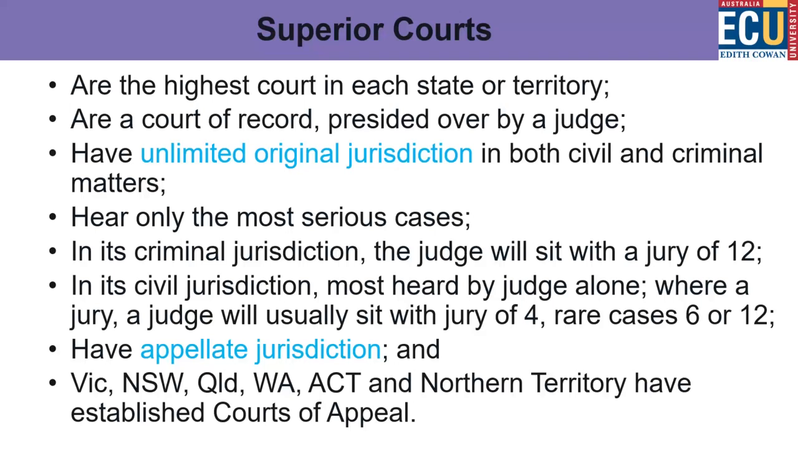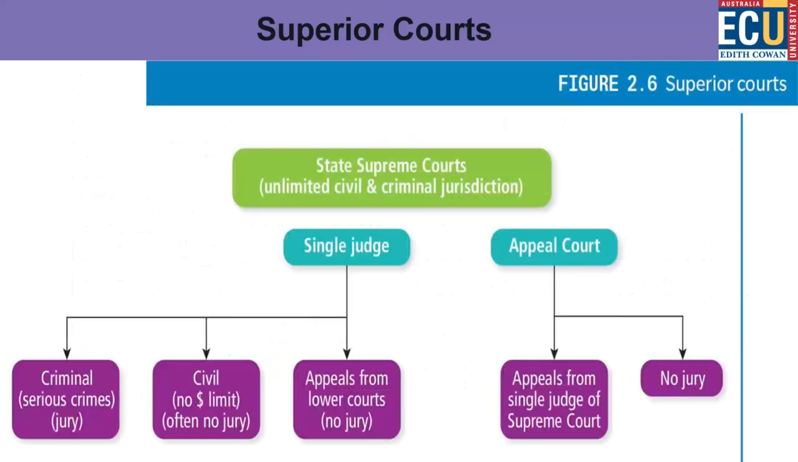The Supreme Court has its civil jurisdiction. As you can see, there is no limit. In WA, the Supreme Court of WA, if the claim is for a civil case, if the claim is above $750,000, then it goes to the Supreme Court of Western Australia. So there will be no jury, but that's how they enjoy their civil jurisdictional right.